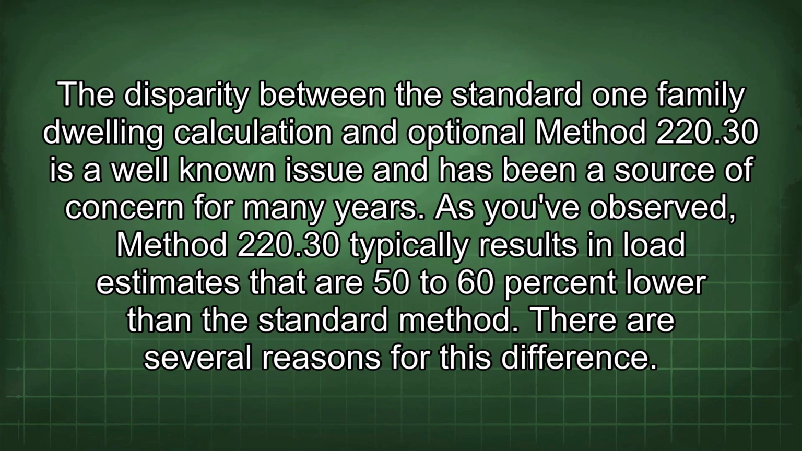The disparity between the standard one-family dwelling calculation and optional method 220.30 is a well-known issue and has been a source of concern for many years. As you've observed, method 220.30 typically results in load estimates that are 50 to 60% lower than the standard method. There are several reasons for this difference.